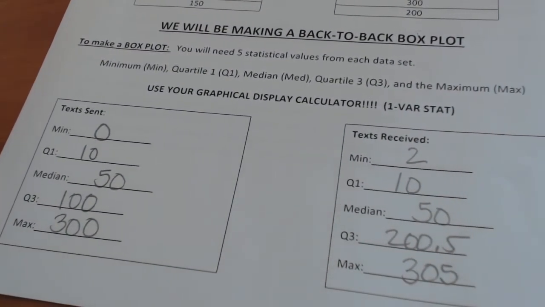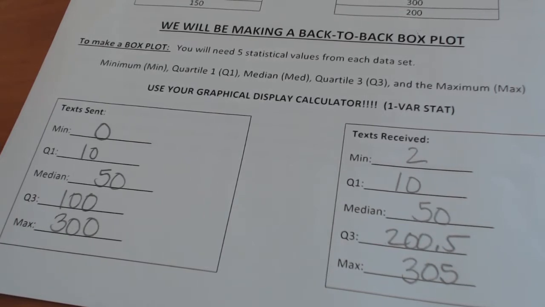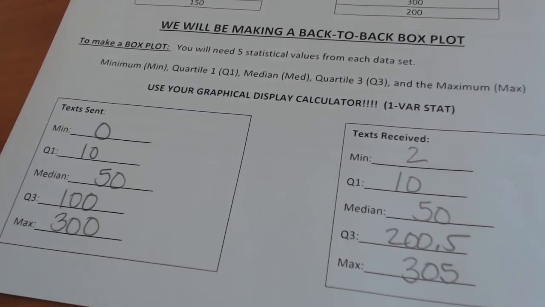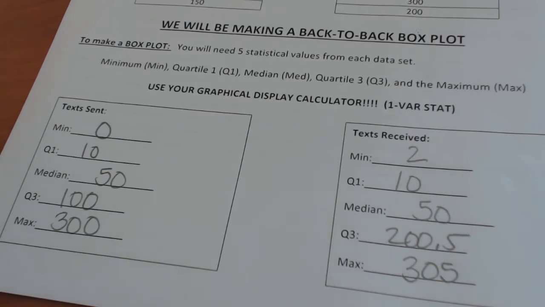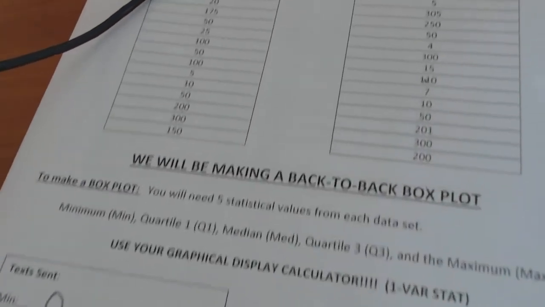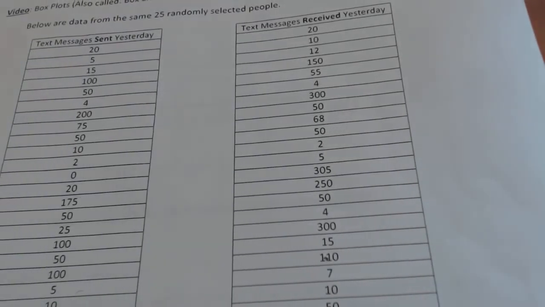So I would take a minute, pause, and put my numbers in. I would make sure that you could run 1 variable statistics, make sure you're getting the same numbers, put them in your sheet, and then come back. Okay, hopefully you're back. Move this cord a little bit.